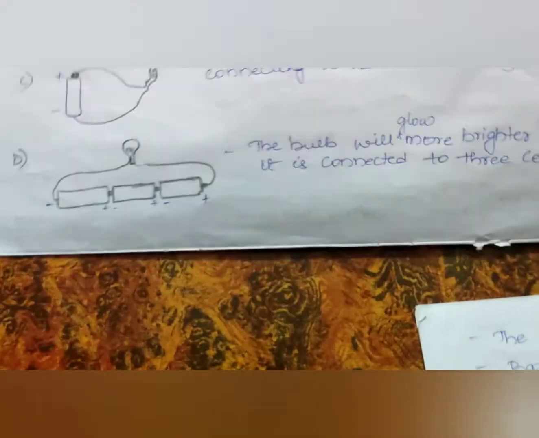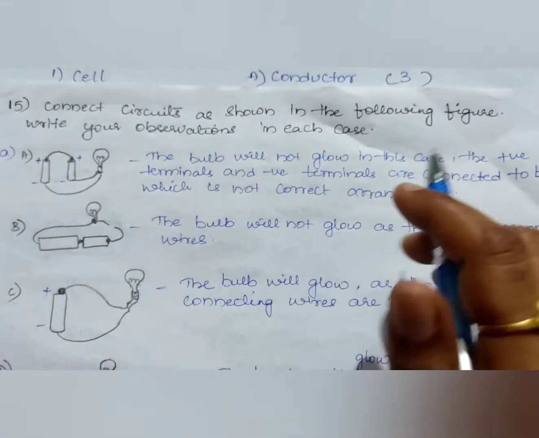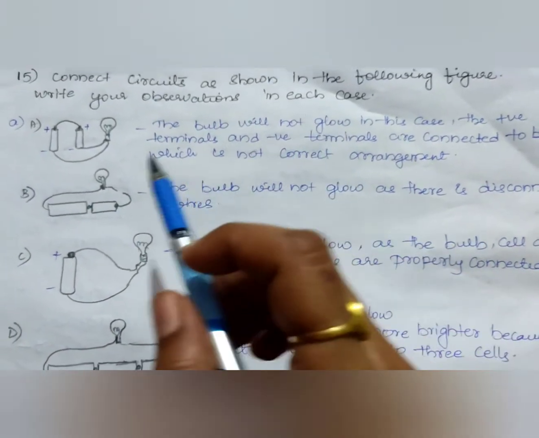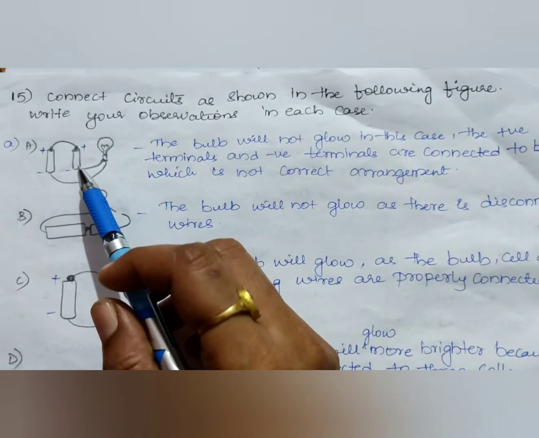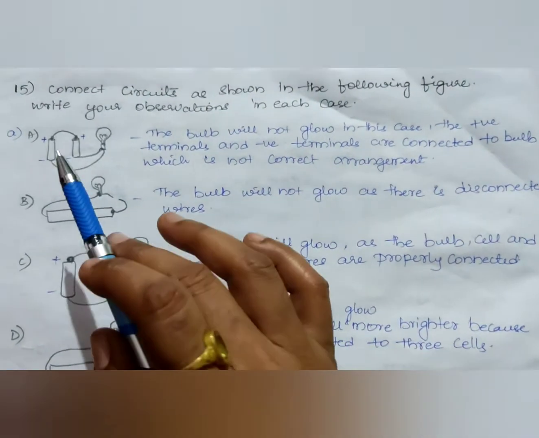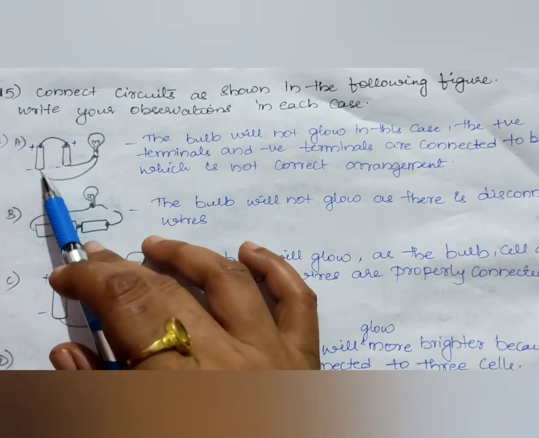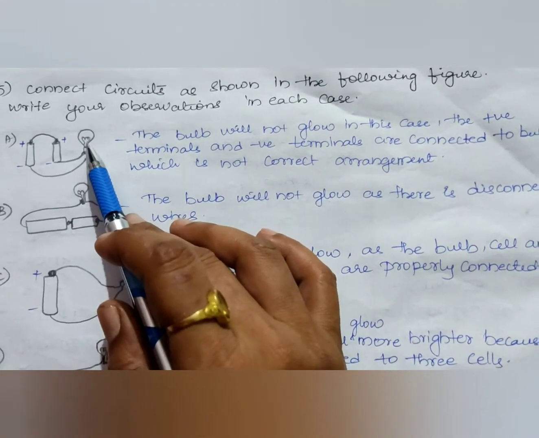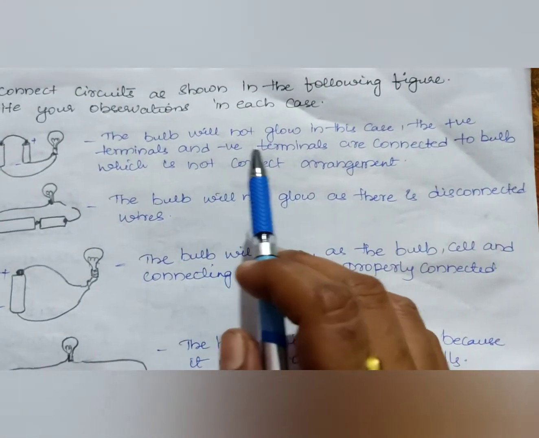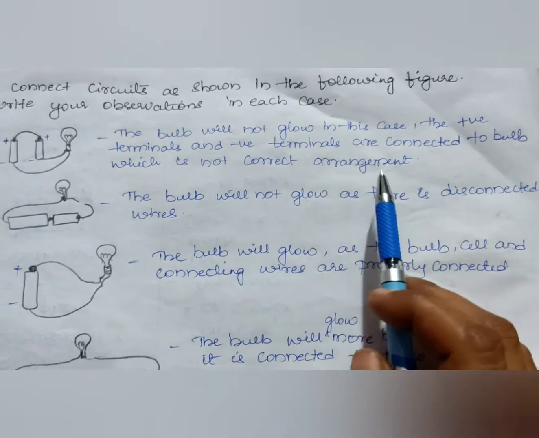Next question. Connect circuits as shown in the following figure. Write your observations in each case. So here are some of the circuits. We will see whether the bulb will glow or not. In the first case, see, the two positive terminals are attached and two negative terminals are attached to the bulb. Here the bulb will not glow. In this case, the positive terminals and negative terminals are connected to the bulb, which is not a correct arrangement.